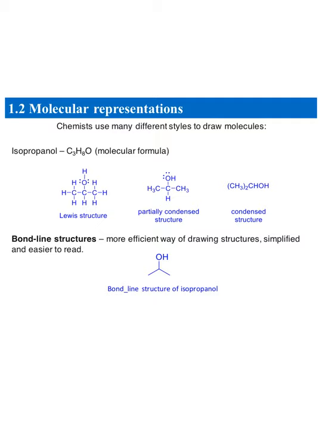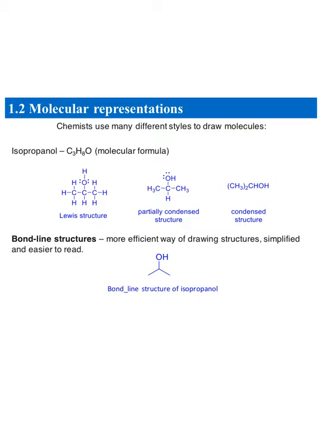In the partially condensed structure, we don't do that. So if you look at the Lewis structure, we have a carbon here, 3 hydrogens attached to it. In the partially condensed structure, instead of drawing this part, we just write CH3. Similar to this side, we just write CH3. So whenever you have a carbon attached to 3 hydrogens, you can write that as CH3 in partially condensed structure.